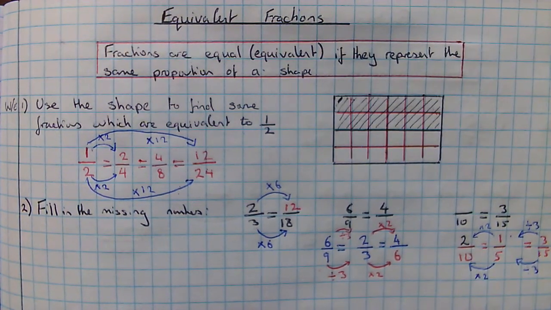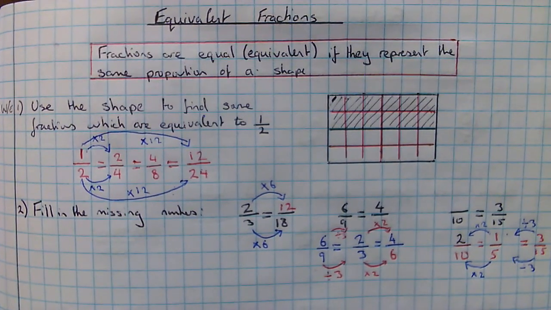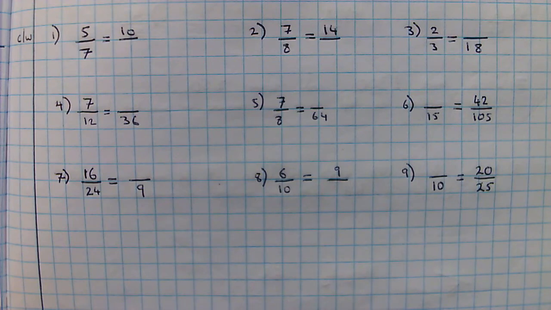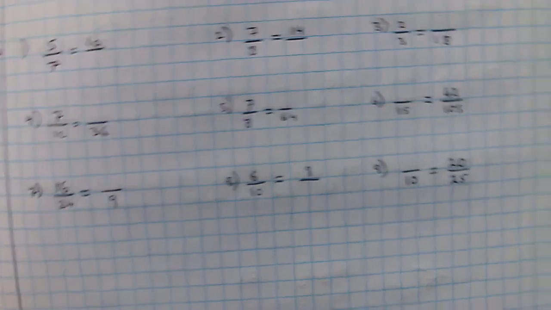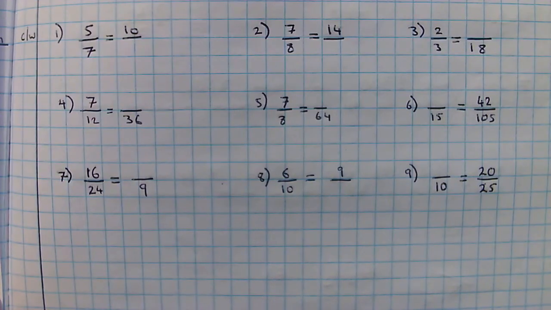Okay, can you pause the video while you just make sure you've got those examples written down, and then you're going to go on and have a go at 9 fairly quick questions. Questions 1 to 6 should be fairly straightforward for you. You're just looking for what the multiplier is for either the numerator or the denominator. For questions 7, 8, and 9, you are going to need to simplify the fractions first before you find the missing number. Pause the video, have a go at the questions, and then unpause and we'll work through the solutions.